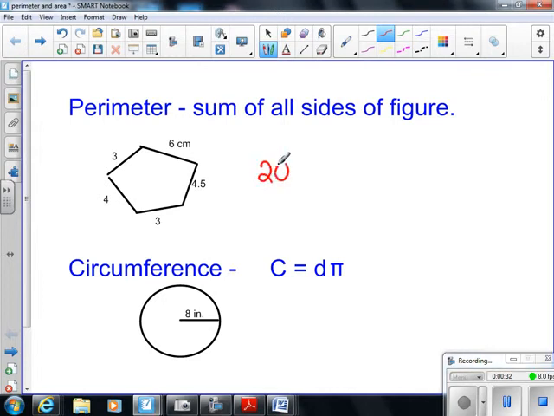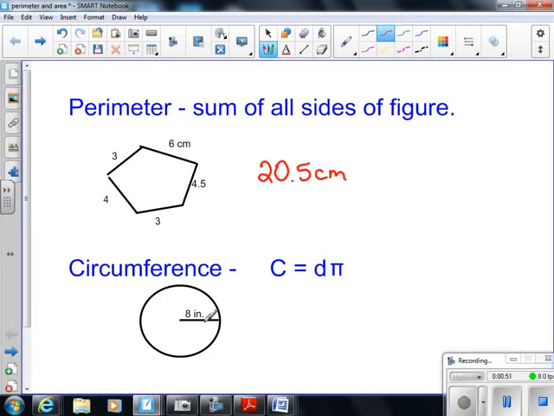Okay, and you get 20.5, or 20.5 centimeters. Perimeter, your units are not squared. I like to think of perimeter as the path around. Now the path around for a circle, which we've already talked about, is called the circumference. And to find that path, you take the diameter times pi.